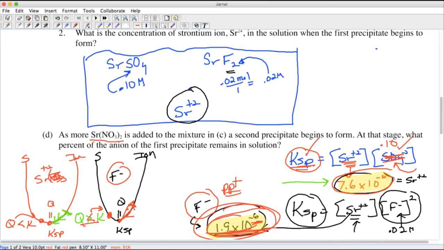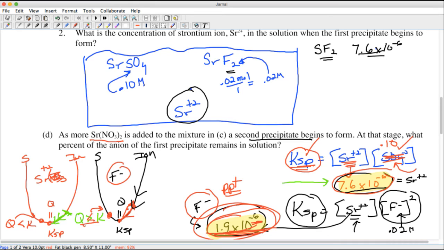Okay, so what we have, party people, is we know that when the second precipitate forms, well, the first precipitate is strontium fluoride. It has a lower requirement for strontium ions before Q equals K, and everything beyond this number as we keep adding will make Q bigger than K, and then it'll start precipitating as it moves in the reverse. So we know that. But when the second precipitate forms, that must mean that we've reached this number, 7.6 times 10 to the negative 6 for the strontium.